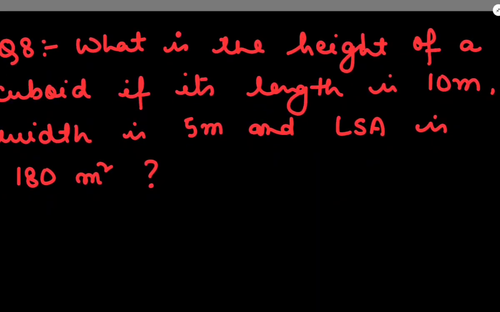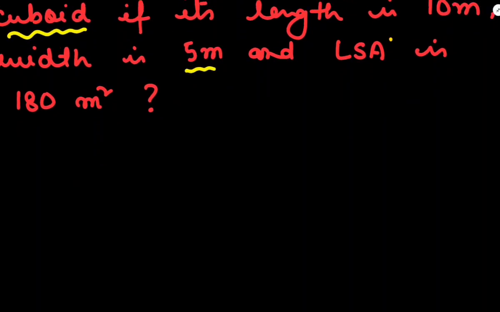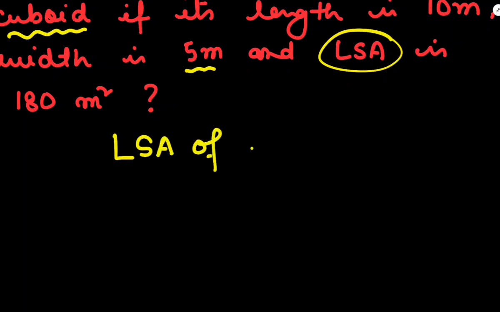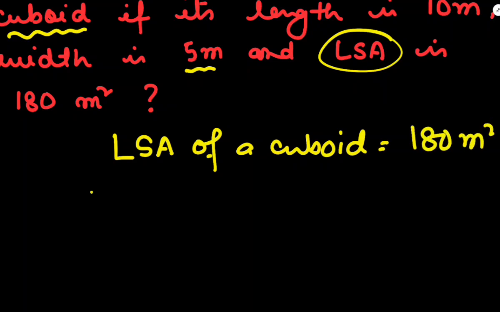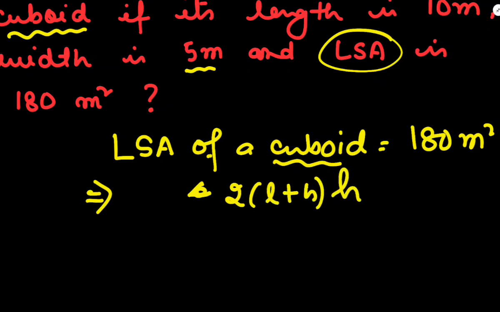Next question: what is the height of a room, cuboid actually, the height of a cuboid if its length is 10, width is 5, and LSA is 180. Okay, so the LSA of a cuboid is given, 180 meter square. So what is LSA? The LSA of a cuboid is 2 into (L plus B) into H. I hope you remember this formula.